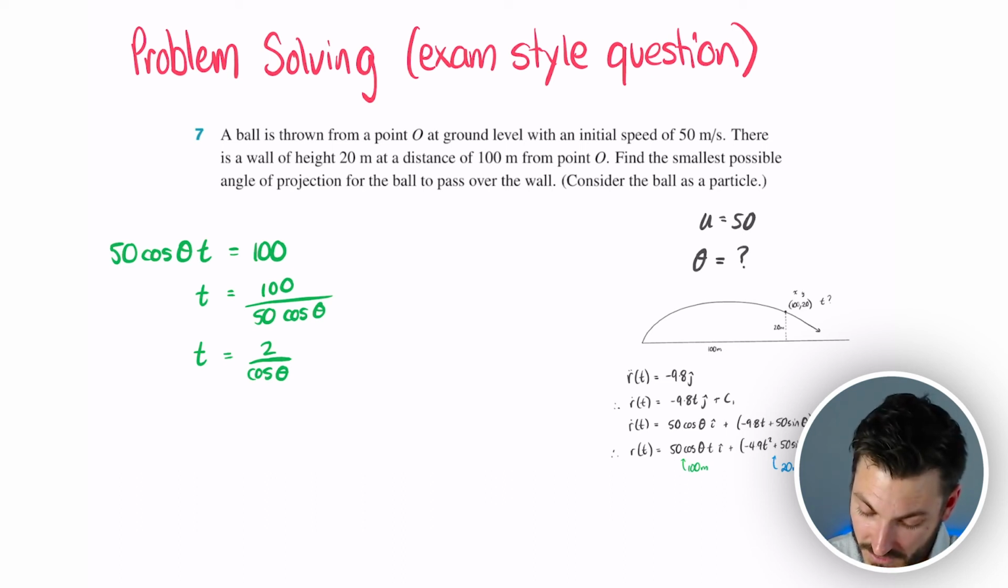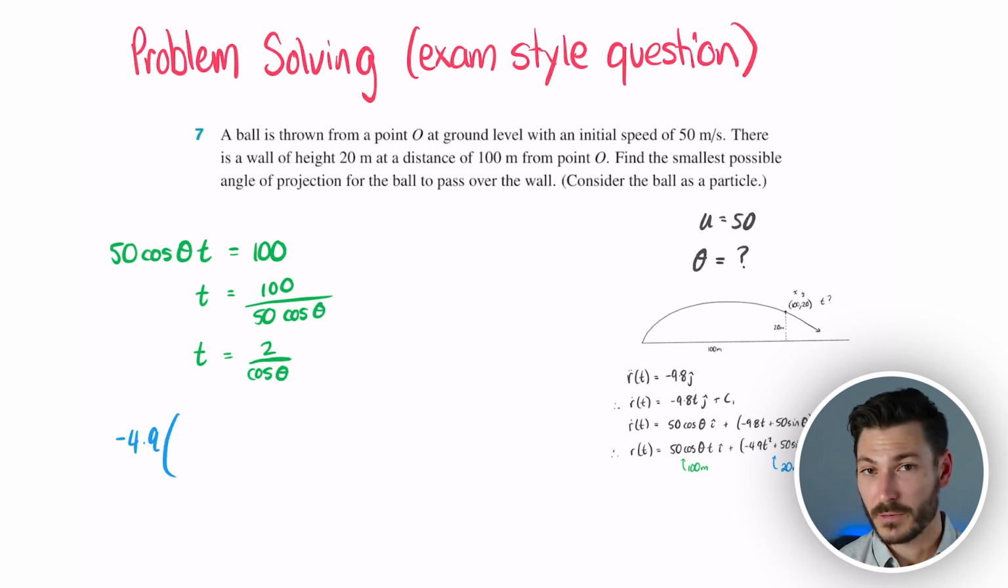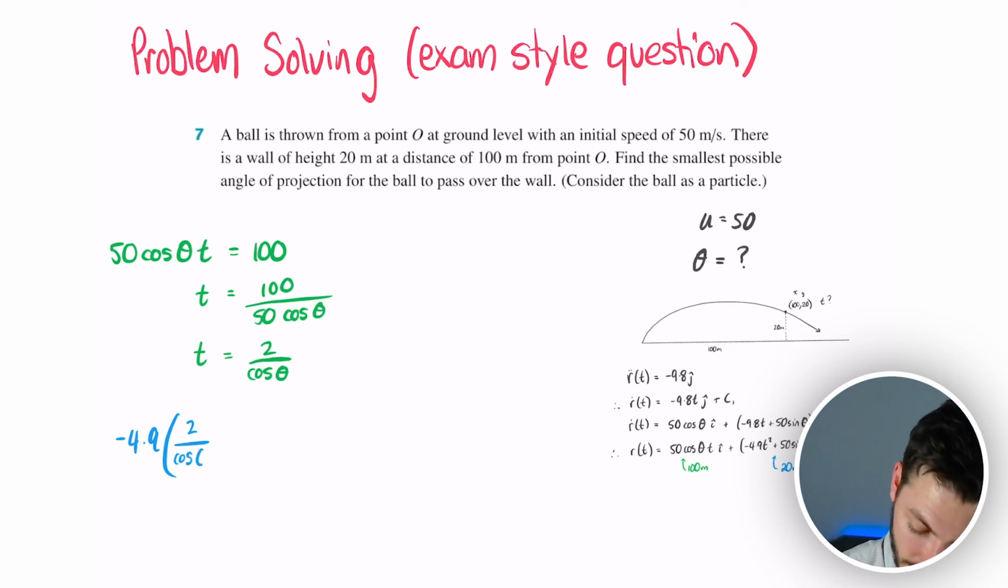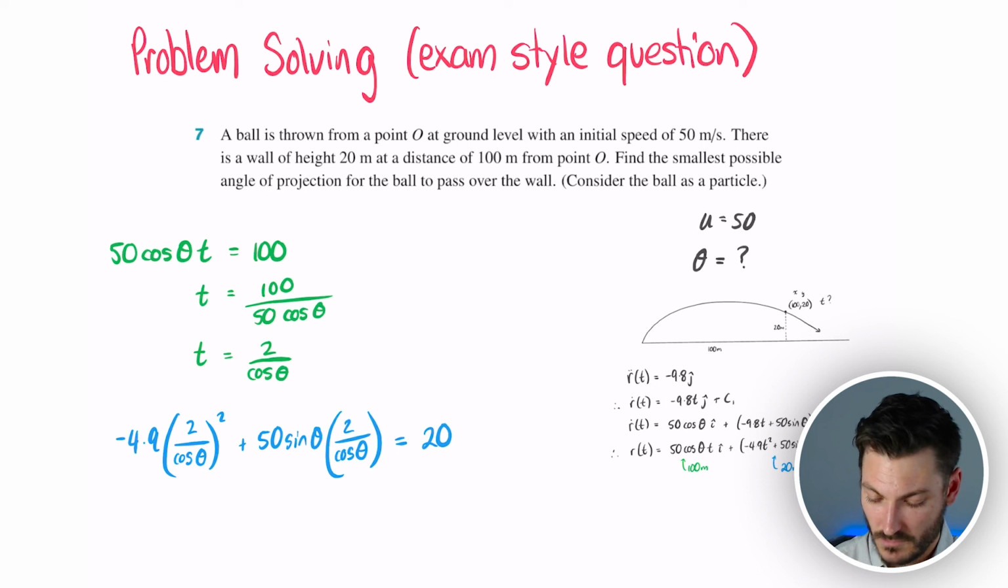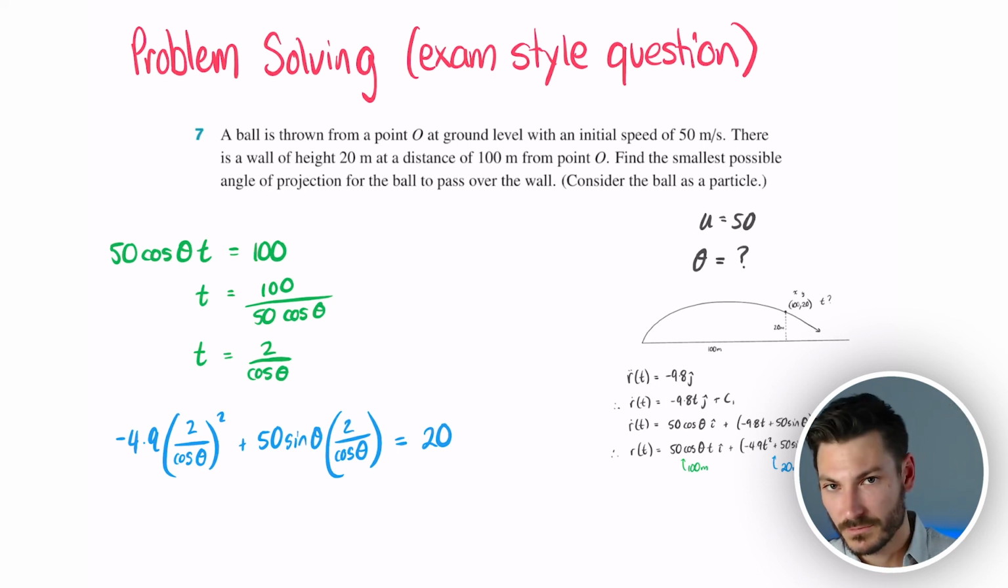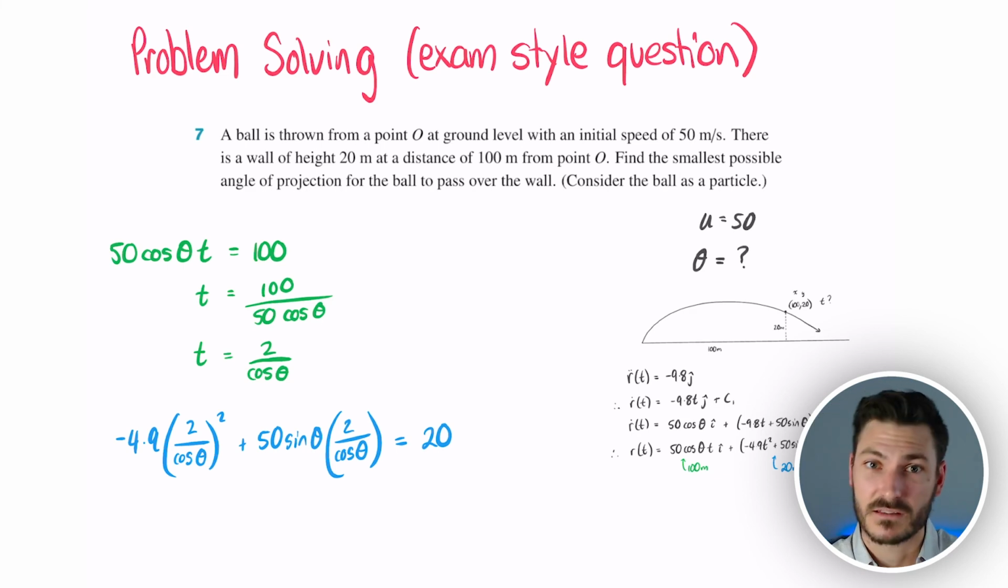Right, so in this expression, instead of t, I'm going to put in my expression for t. So I get negative 4.9 multiplied by (2 over cos theta) squared plus 50 sine theta times 2 over cos theta. And all of that must be equal to the height at the time when x is 100, which is 20. Because if I want this particle to just clear the wall, it can't be exactly that height, but it can be, at the smallest, this height.